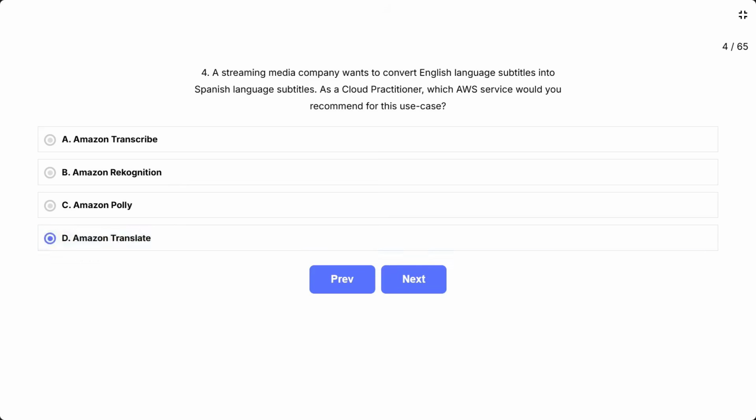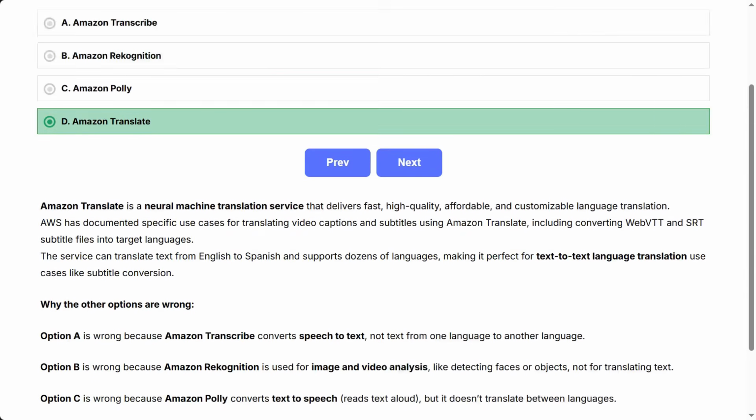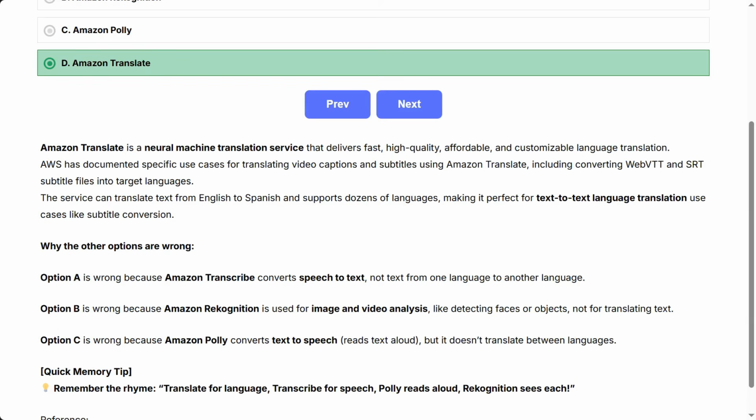Amazon Translate. Amazon Translate is a neural machine translation service that delivers fast, high-quality, affordable, and customizable language translation. AWS has documented specific use cases for translating video captions and subtitles using Amazon Translate, including converting WebVTT and SRT subtitle files into target languages. The service can translate text from English to Spanish and supports dozens of languages, making it perfect for text-to-text language translation use cases like subtitle conversion.